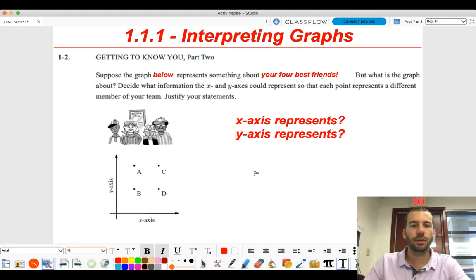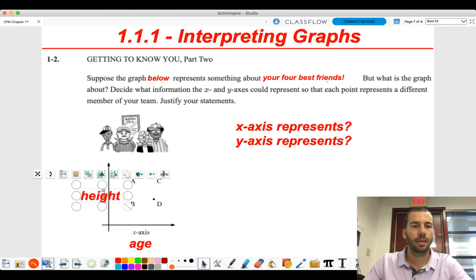And I want you to think of those two things, and then think, which one of these 4 people are you, and which ones are your friends? I'll give you an example of this for me. I'm going to go with age to represent my x-axis, and then I'm going to go with height to represent my y-axis.